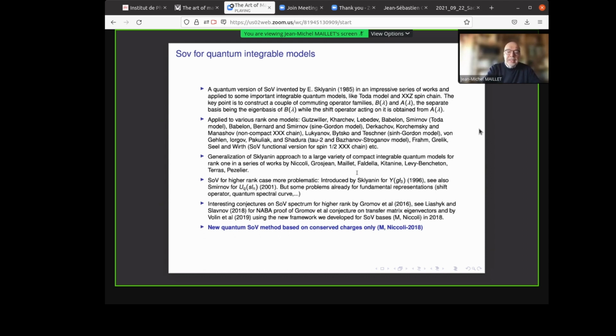And these problems have been addressed in recent years, starting from an interesting conjecture from Nikolai Gromov and collaborators, some proofs of the conjectures, and some extensions of them by Dima Volin and collaborators again, and even more recently, some other works by this group. And the key new element in this game is, I think, the framework we developed for this separation of variables basis with Giuliano Niccoli in 2018, and this is what I would like to describe.